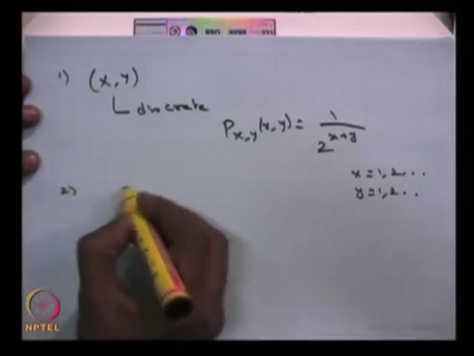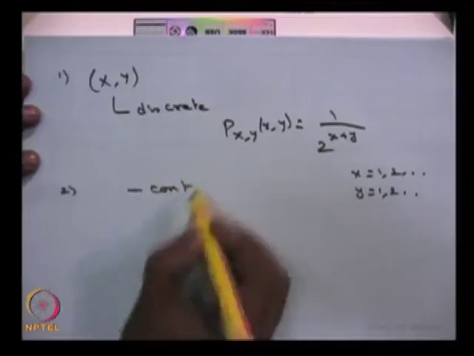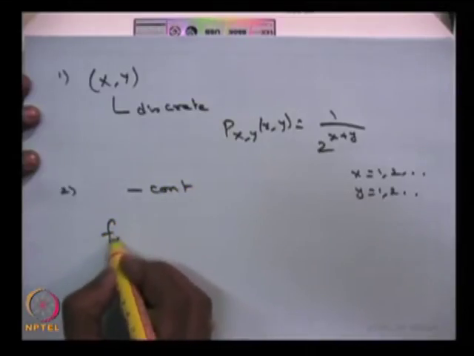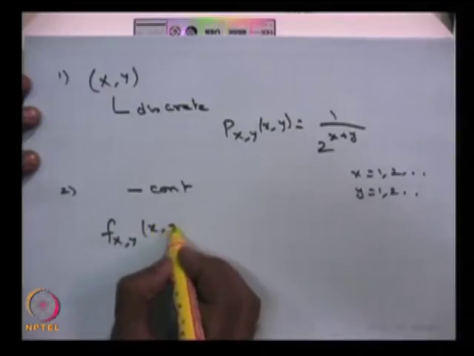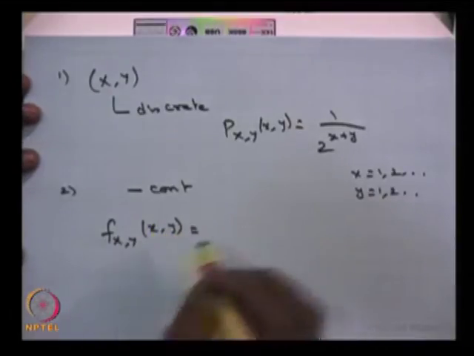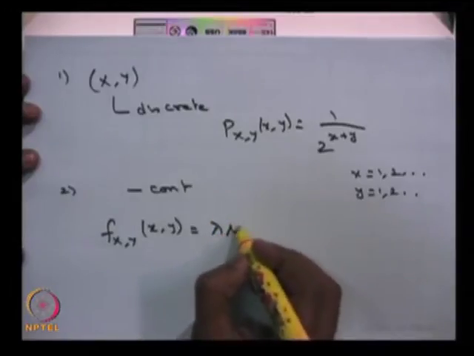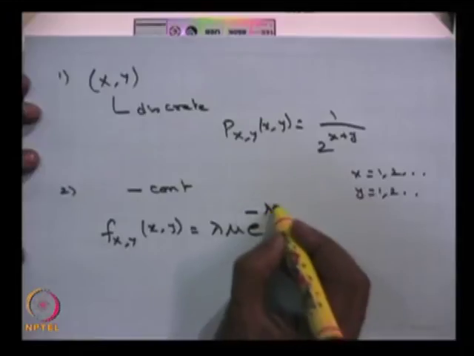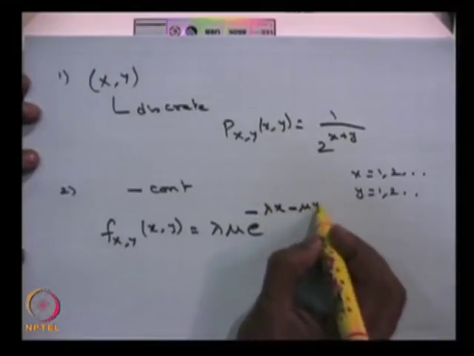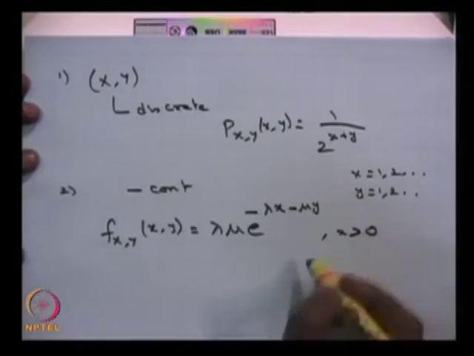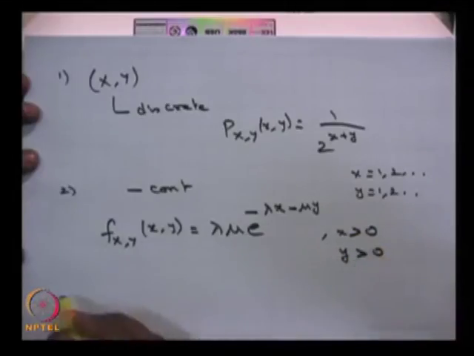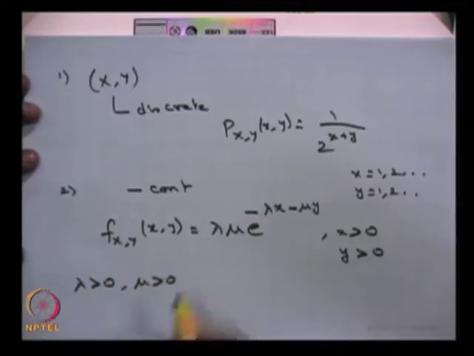Suppose the random variables are of continuous type, then I can give one simple example of a joint probability density function of a two-dimensional continuous type random variable: lambda times mu e power minus lambda x minus mu y, where x can take values greater than 0, y can take values greater than 0, and lambda is strictly greater than 0 as well as mu greater than 0. So this is the joint probability density function of a two-dimensional continuous type random variable.